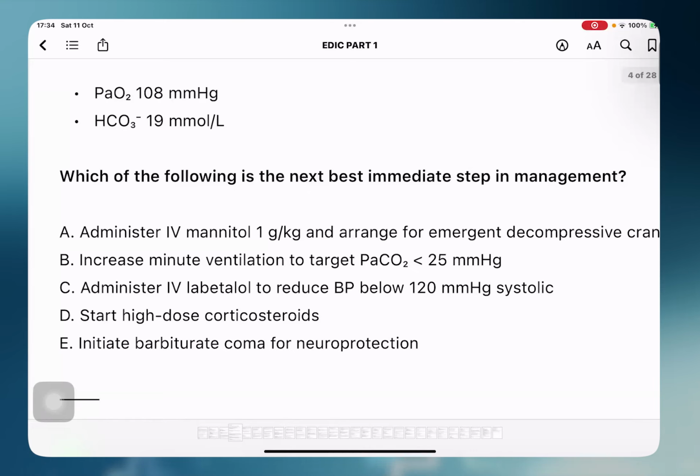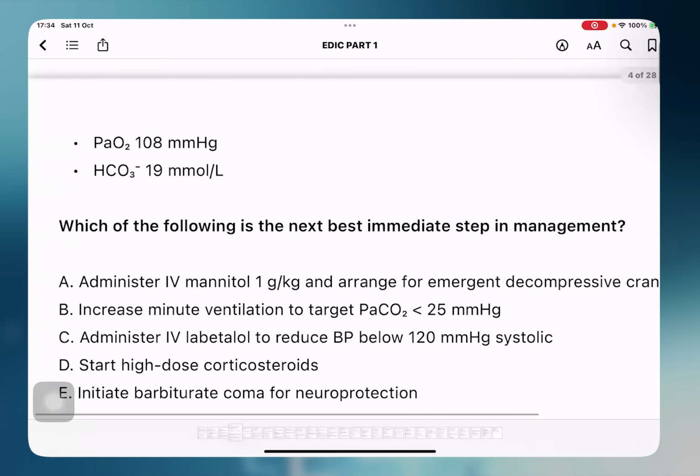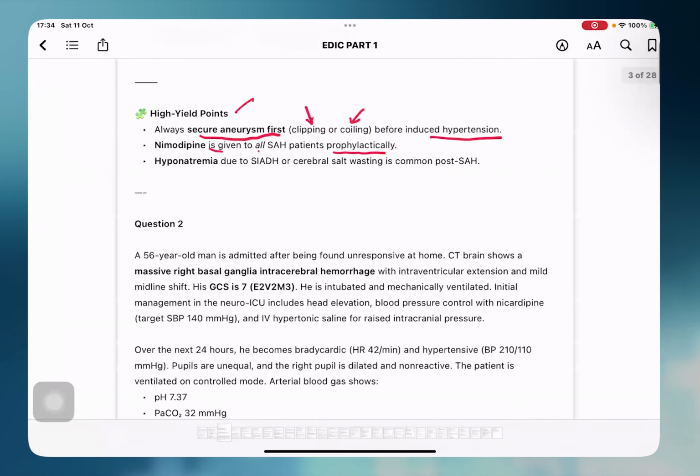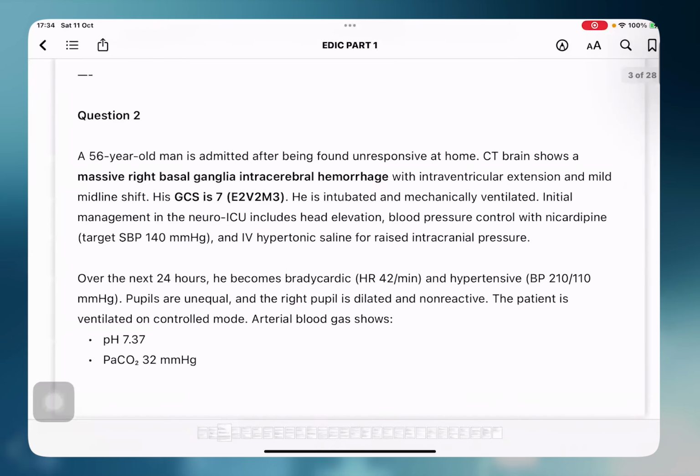So, what is the diagnosis? First things first, what is the diagnosis? Quickly, we don't have that much time. What is the diagnosis here? If you want to read the question again, I can give it to you.